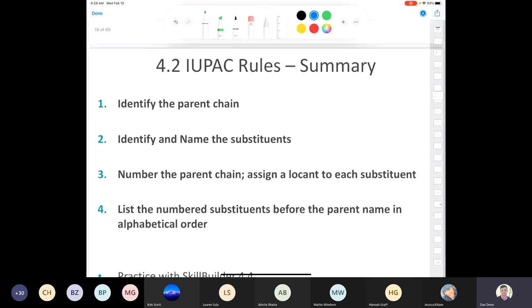So if we go over all the rules, here we go. You identify the longest carbon chain. You identify and name the substituents. Methyl, ethyl, propyl, isopropyl, butyl, tert-butyl, sec-butyl, isobutyl, pentyl, neopentyl, isopentyl. You give a locant to each substituent. So a locant, again, is just a number. Then you put them in alphabetical order before the parent, and that's it. That's how you name an alkane. And we're going to look at a few examples.